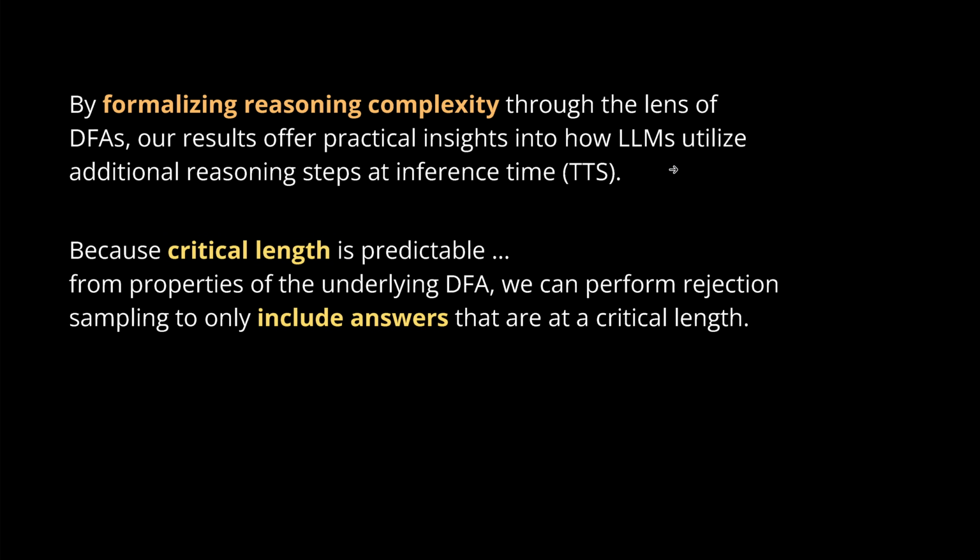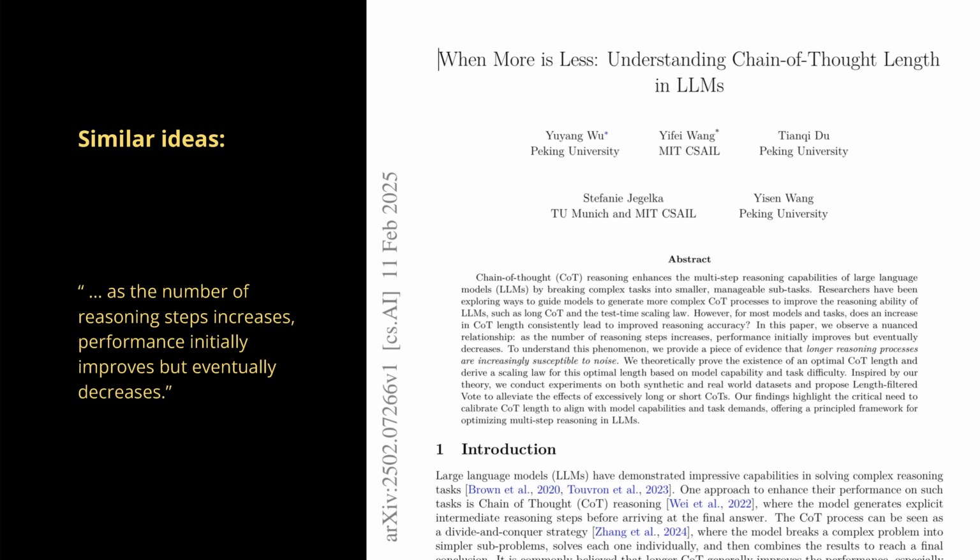Because they come up now with the idea that the critical length, they can kind of predict with a linear regression model from the properties of the underlying DFA, we can perform rejection sampling to include only those answers that are at the correct critical length and improve the performance of the reasoning of those LLMs.